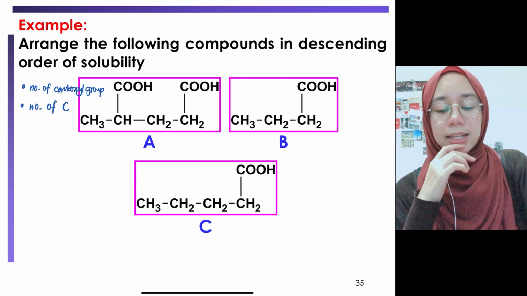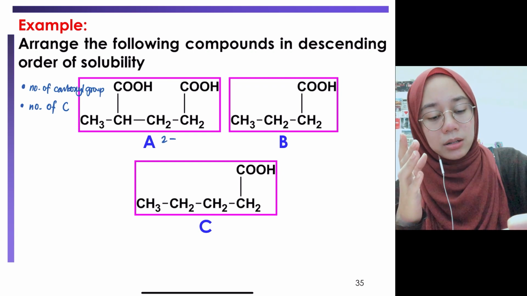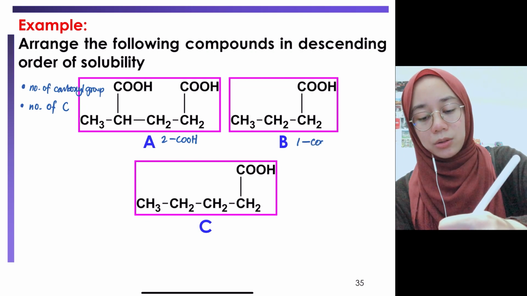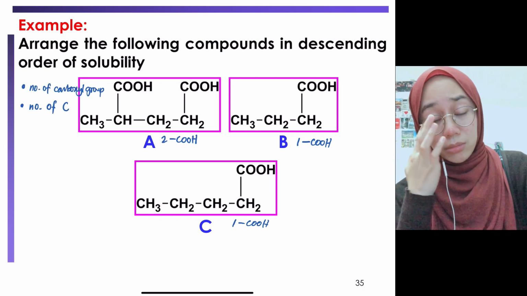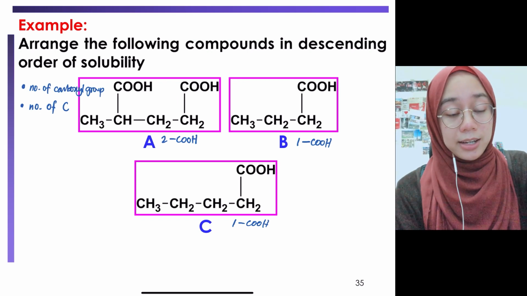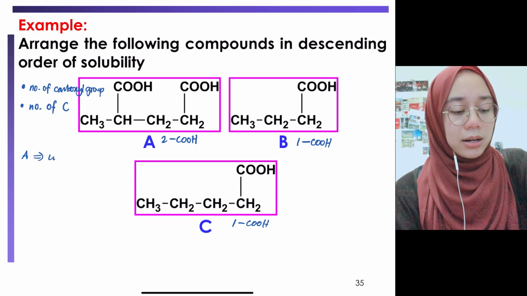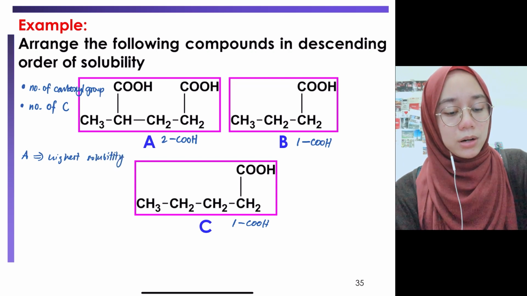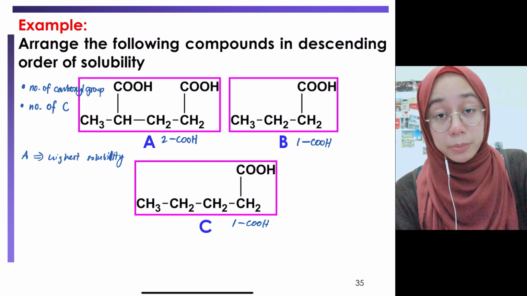Okay, so sekarang ni kita tengoklah A, B, C. So A ada 2 carboxyl group. B pula, B ada 1 carboxyl group. C pun ada 1 carboxyl group. Bermaksud A, automatically A menang. Okay, so A kat sini dia adalah highest solubility. Kenapa? Because it has more carboxyl group. Okay, therefore more hydrogen bond can be formed.